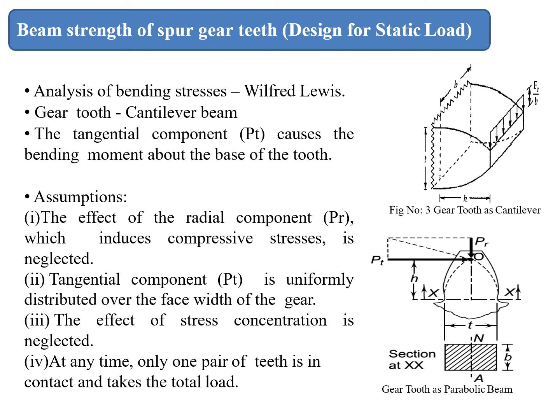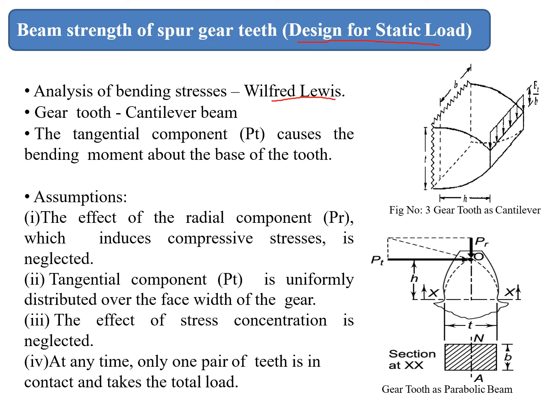Now every gear tooth undergoes some failure. There are two types of failure in the case of spur gears: pitting failure and bending failure. Bending failure is due to the bending stresses developed in the tooth, whereas pitting failure is due to wear of the tooth surface. Initially, this design is based on the static load. The analysis of bending stresses was done by Wilfred Lewis.